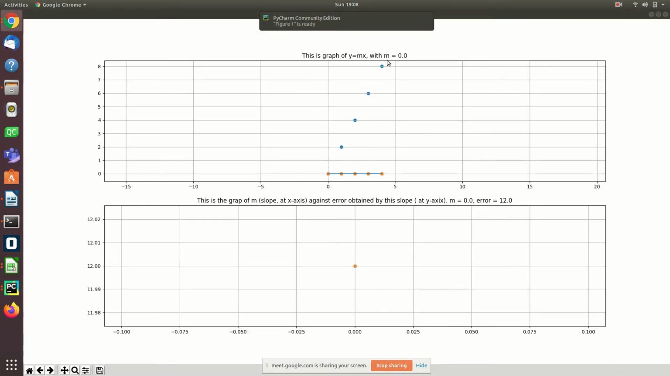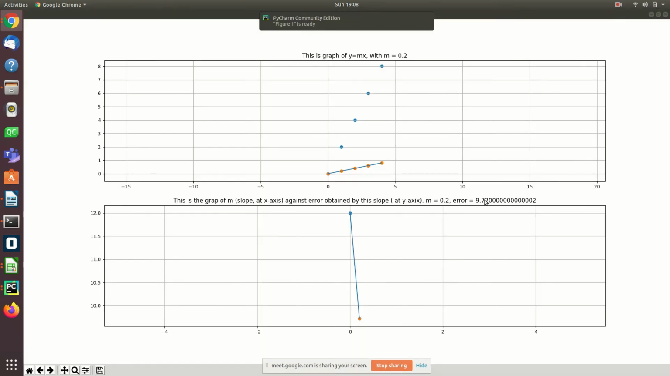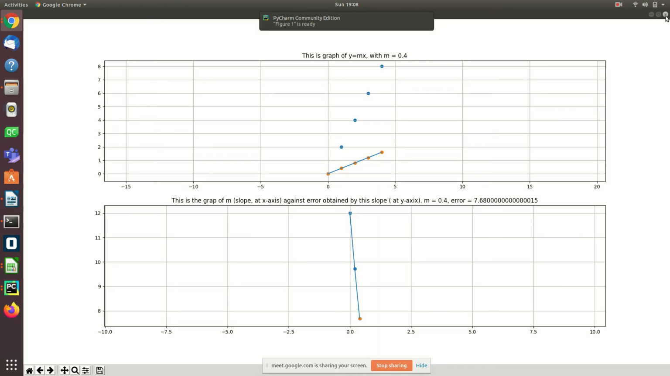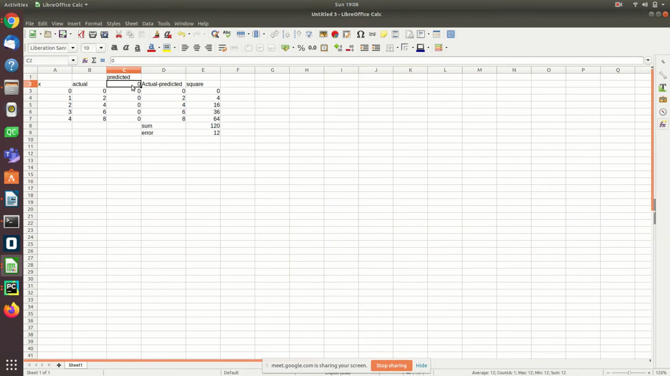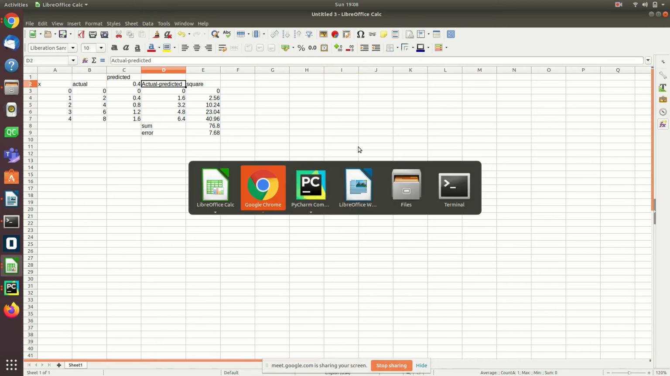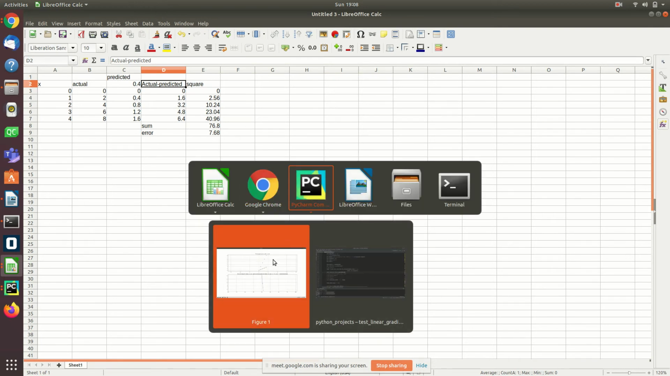This is the problem. I want to fit a line, and for that I am assuming m. For each m, I have an error. When m is 0, the error is 12. When m is 0.2, the error is 9.72. When m is 0.4, the error is 7.68. You can get it here. So I even have the inputs associated with that.